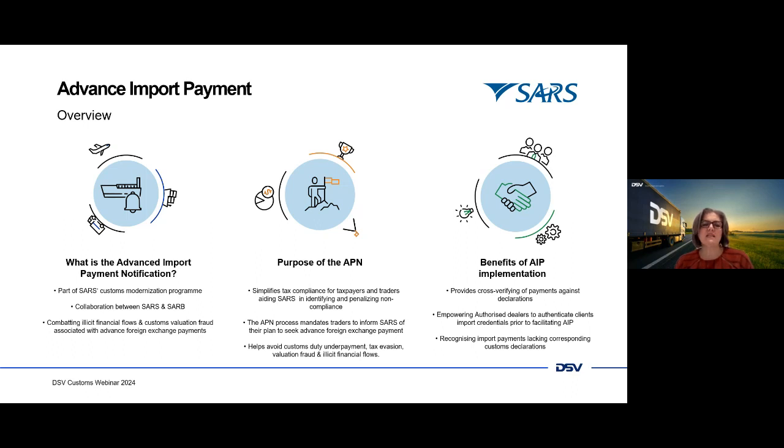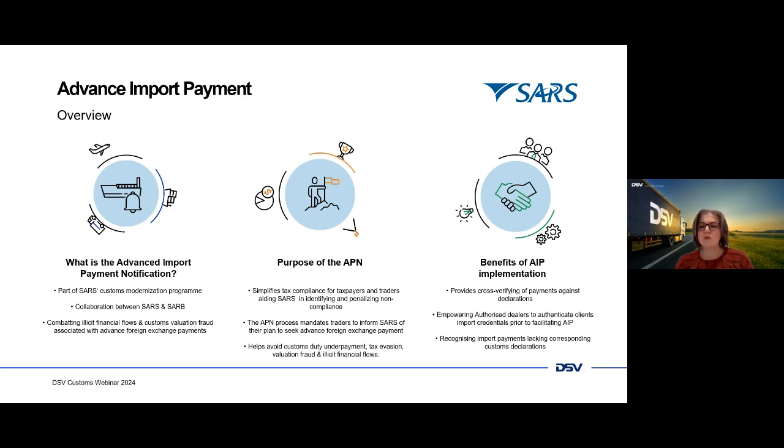On the slide, you'll see some of the details. What is the advanced import payment notification? The main reason for it is combating the illicit financial flows and customs valuation fraud. So there has been a lot of focus on this over the years, and obviously there has been a lot of illicit financial flows. So this is the means to make sure that all payments are accounted for.